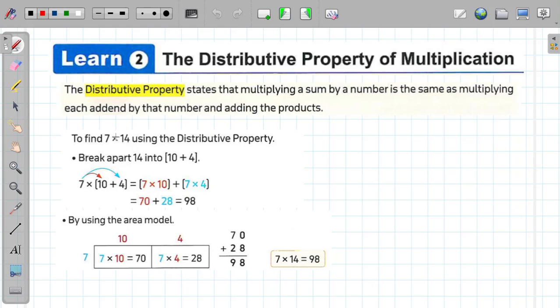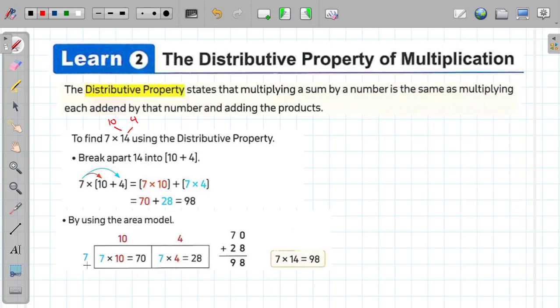Okay, so if I have 7 times 14, I will cut 14 into two parts. It will be 10 and 4. Okay, so I will write the multiplication operation like this. I have 7 times 10 plus 4. So I will multiply 7 by 10 first, and I will multiply 7 by 4. 7 by 10 equals 70, and 7 by 4 equals 28, and I will add them together, so it will be 98. Just like the area model.